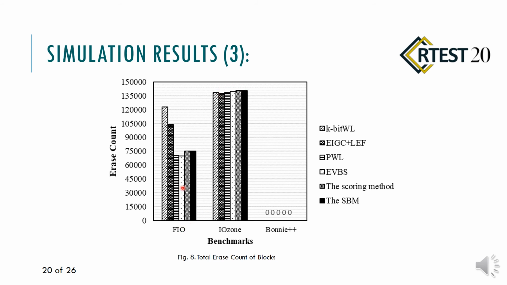In FIO benchmark, EVBS needs the fewest number of erase operations, and the SPM method result is about 7% more than EVBS. And COVID WL shows the most, and its value is about 43% more than EVBS method.